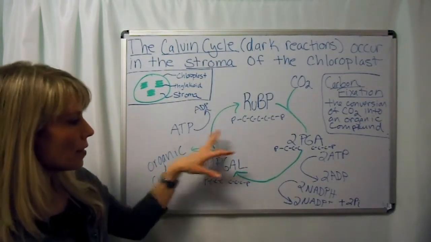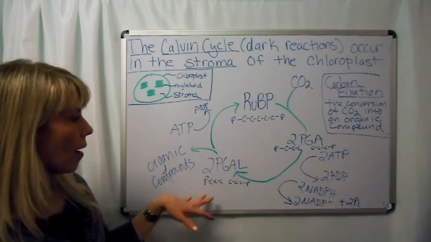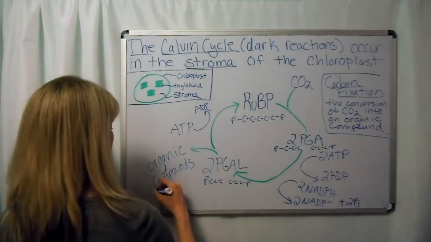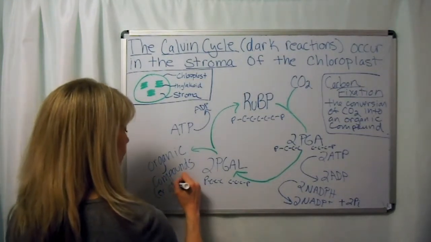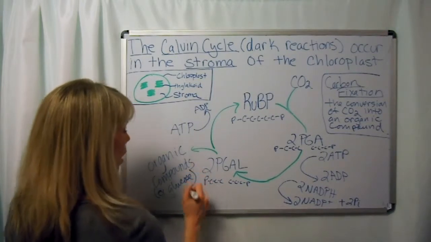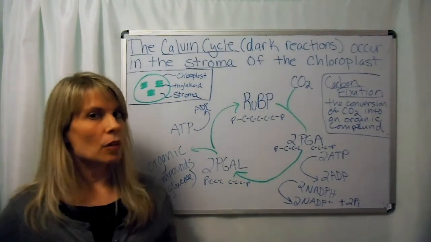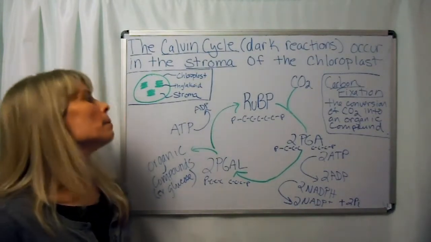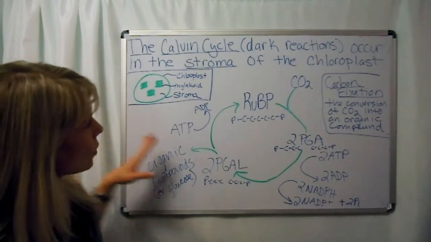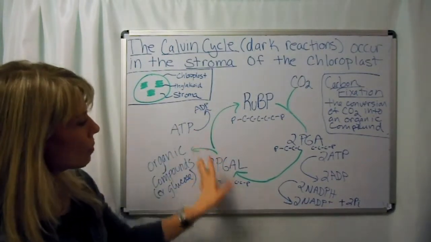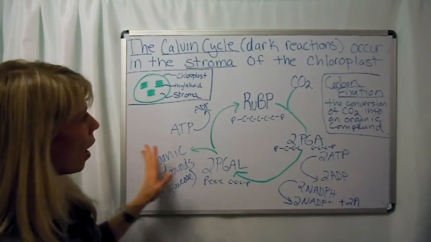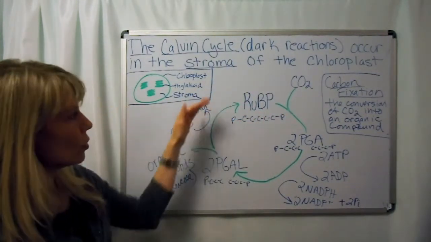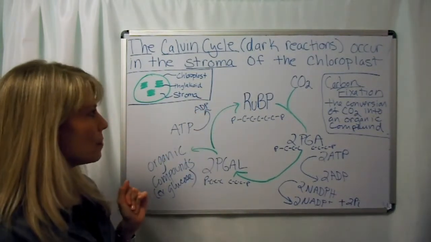And now, at this stage of the game, these PGALs can be used to make organic compounds, for example, glucose. But, like we talked about earlier, it doesn't have to be glucose, but we do usually use that as the example. And this cycle needs to continue on. So some of these PGALs are going to be used to make more of the RuBP. And this, of course, will need some energy to do that. So we use some ATP here.